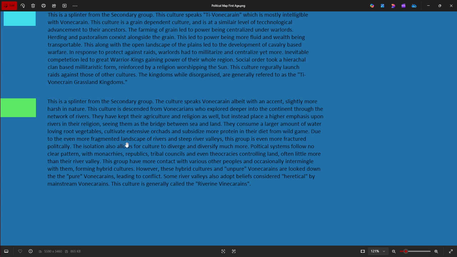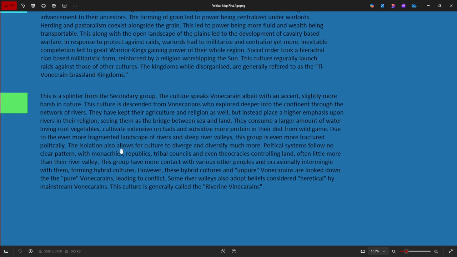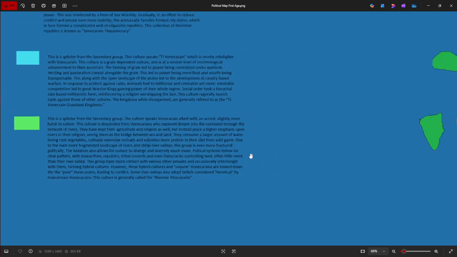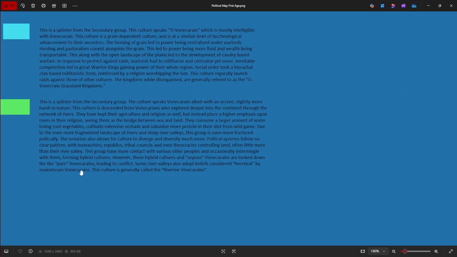And because they're really scattered and fragmented, and there are a lot of steep mountains around these rivers, they're very fractured. And this means there's a lot of diversification in culture, political systems, etc. We have monarchies, republics, tribal councils, and even theocracies. A lot of these places only control their single river valley. And as I said earlier, these people do intermingle a lot with the forest peoples.